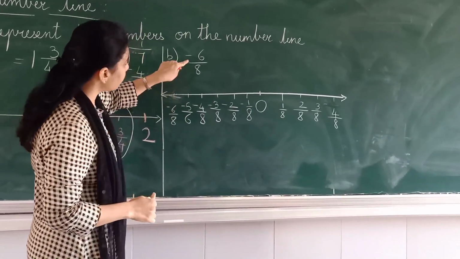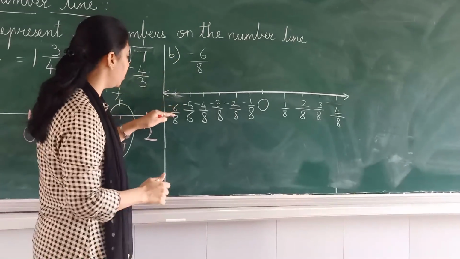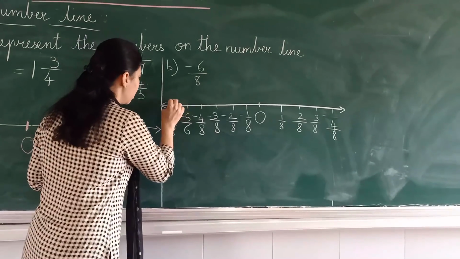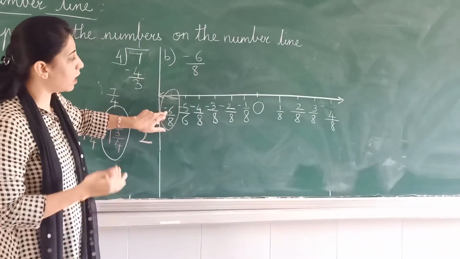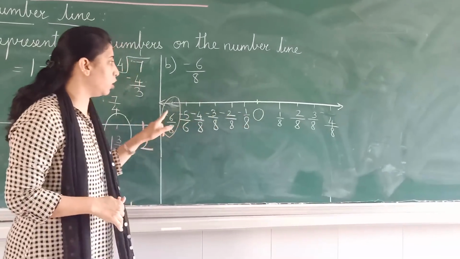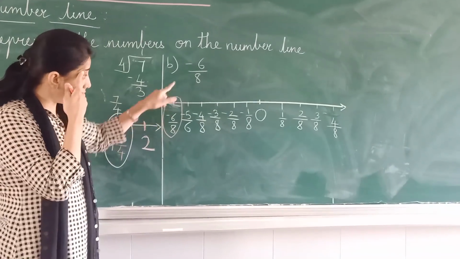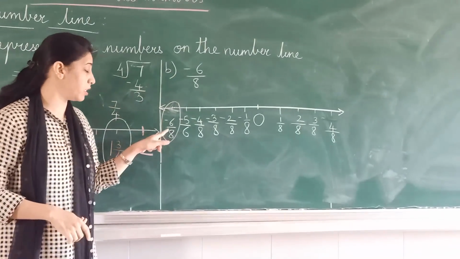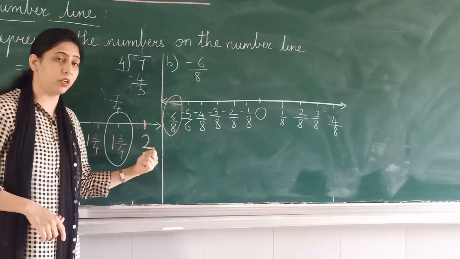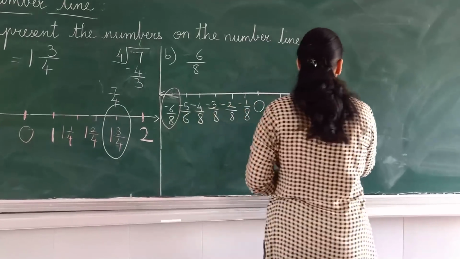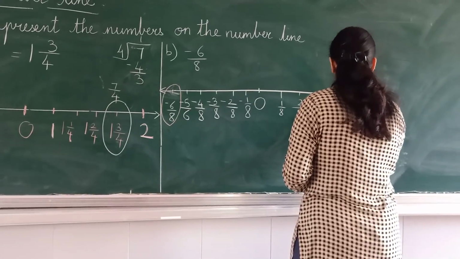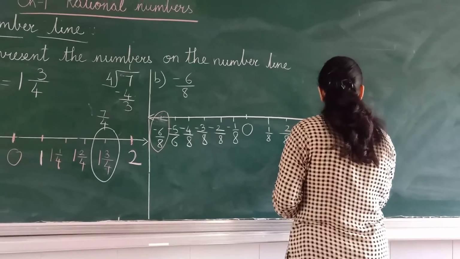Now, where is minus 6 upon 8 on the number line? Minus 6 upon 8 is here. Minus 6 upon 8 is on the left hand side of the 0. So here this minus 6 upon 8 is represented on the number line. It is left hand side of the 0. Now you can see if I extend the number line over here, 5 upon 8 and 6 upon 8.